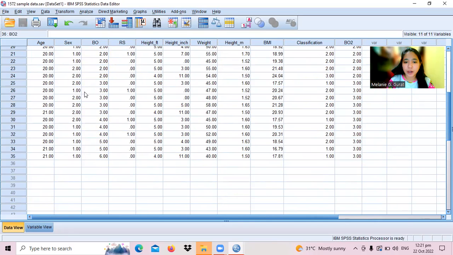So next, we are already done classifying or identifying.